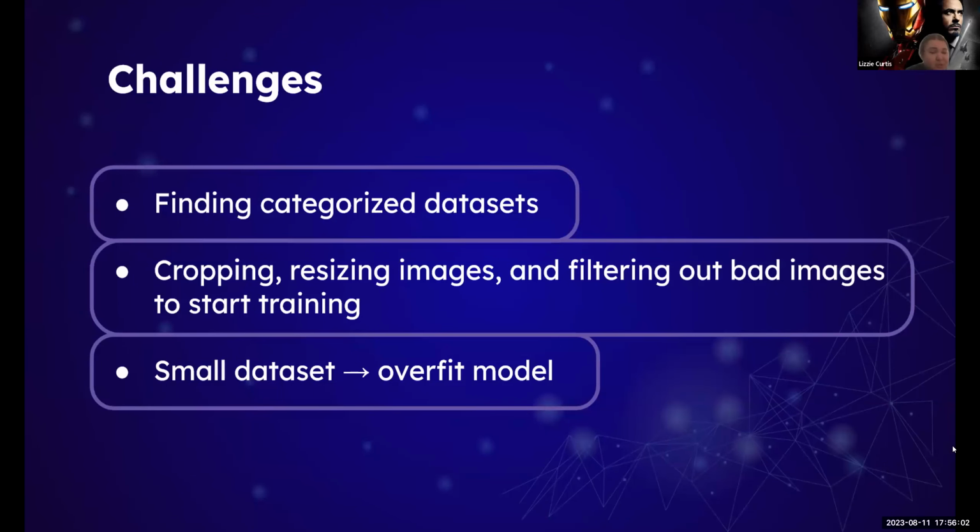So some challenges we had were finding categorized data sets, cropping, resizing images, and filtering out bad images to start training, and a data set that was too small and an overfit model.